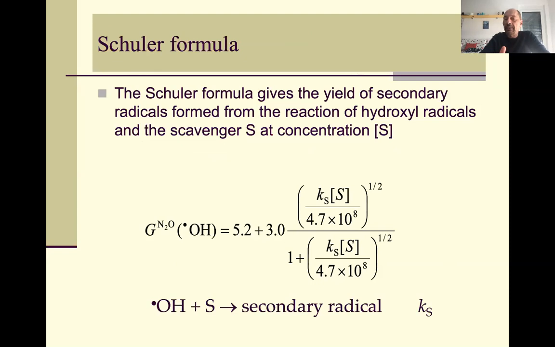Now, the yield of secondary radicals formed from the reaction of the hydroxyl radical with the scavenger is given by the Schuler formula. The scavenger is, as we say, an antioxidant. Those scavengers are all those molecules that get rid of the free radicals. So the Schuler formula gives the yield of secondary radicals that you form when you have an interaction, in this case, of hydroxyl radicals.